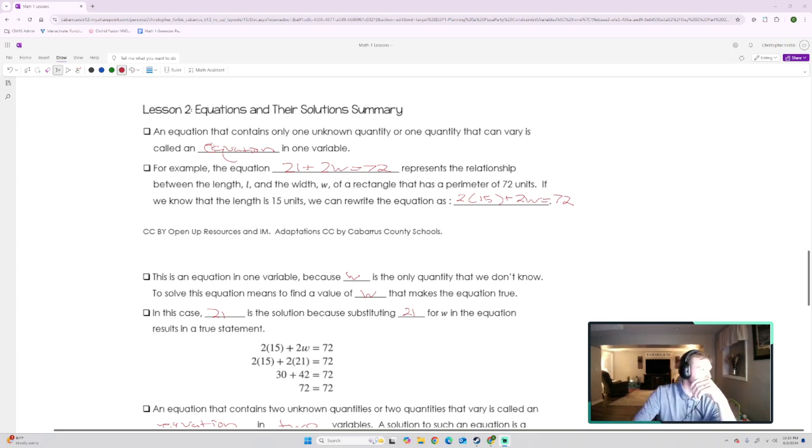An equation that contains only one unknown quantity or one quantity that can vary is called an equation in one variable. For example, the equation 2L plus 2W equals 72 represents the relationship between length and width of a rectangle that has a perimeter of 72 units. If we know that the length is 15 units, we can rewrite the equation as 2 times 15 plus 2W equals 72, where we simply plugged 15 in for our length.